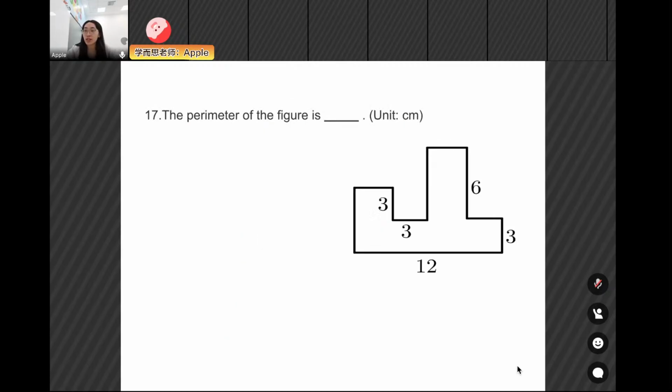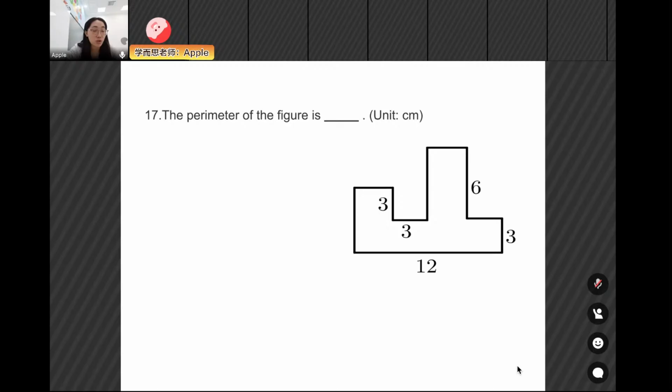Then next one, question 17. The perimeter of the figure is, okay. As you can see now, I know that many students try to use the push-out method, right? But then you are very confused, right? Because actually, we don't know, yeah, we don't know for some part. Maybe you try to push out here, we have a 6, and for this part, and then you push out to the top.